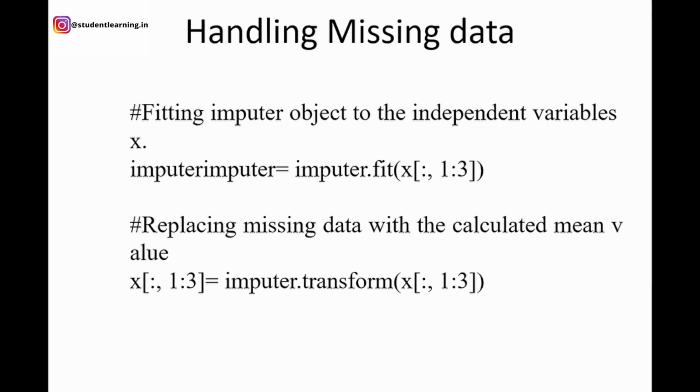We have to write imputer.fit(X[:, 1:3]). That means mention the rows and columns. After that we have to replace missing data with the calculated mean values. For this, we can simply write X[:, 1:3] = imputer.transform(X[:, 1:3]). That means with the help of this command we can handle all the missing data in your data set.